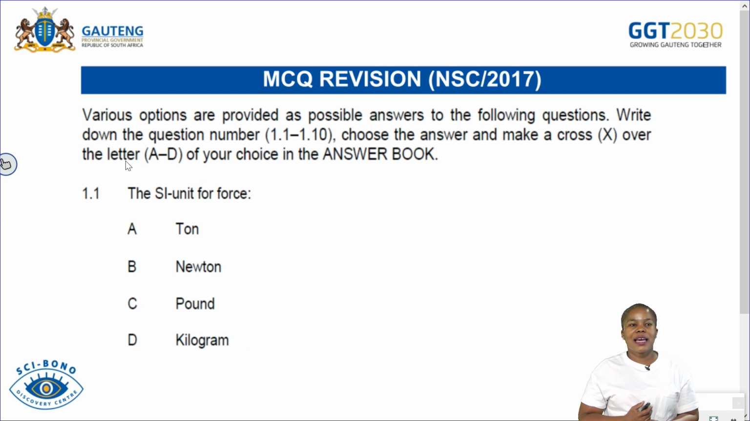Okay, this one then is extrapolated from the multiple choice questions of the National Senior Certificate of 2017 Grade 11 paper. Still the same instruction: various options are provided as possible answers to the following questions. Write down the correct number, 1.1 to 1.10. Choose the answer and make a cross over the letter, for example A to D, of your choice in your answer book. Question 1.1 reads as follows: the SI unit for a force.